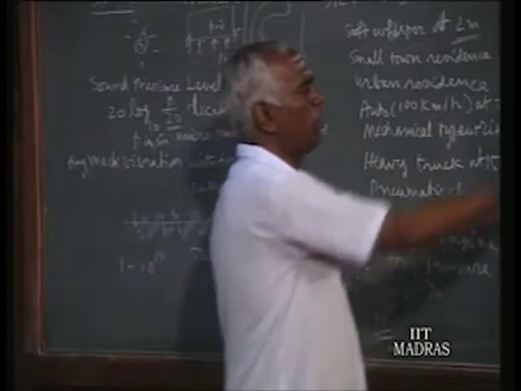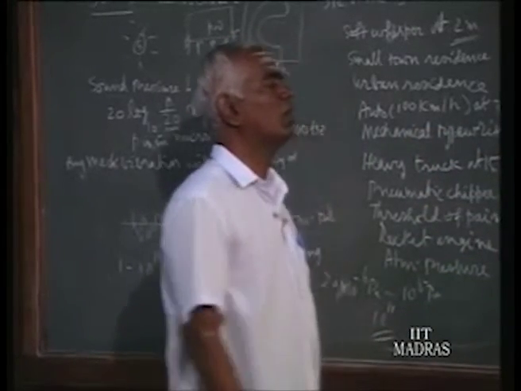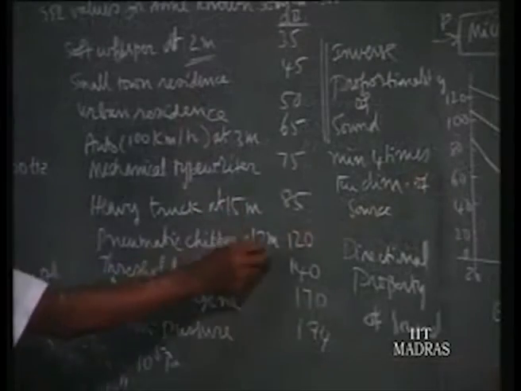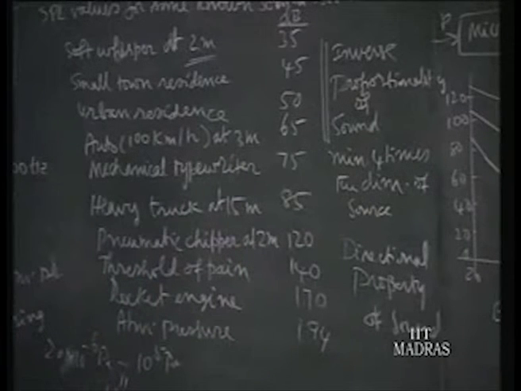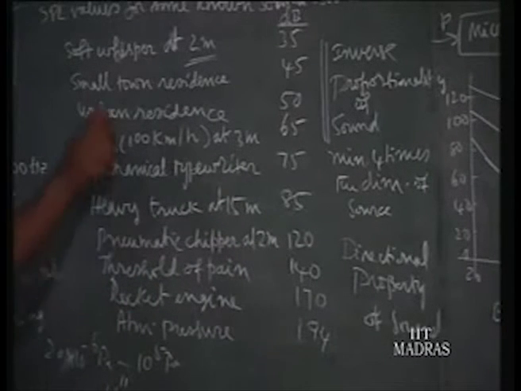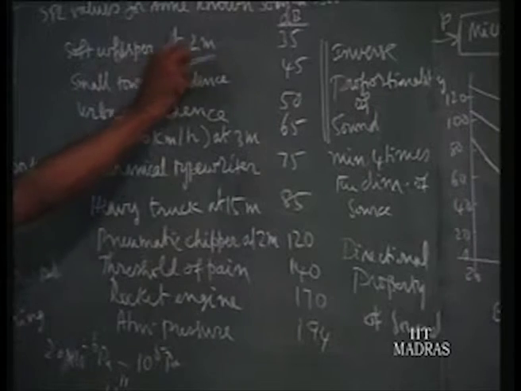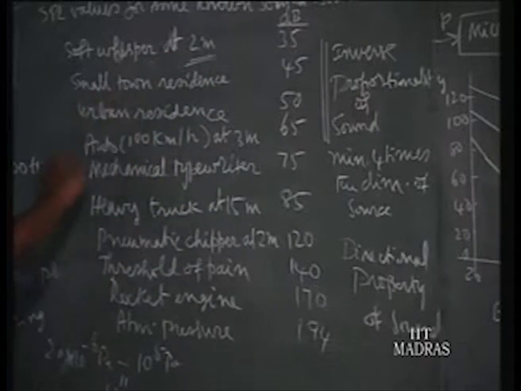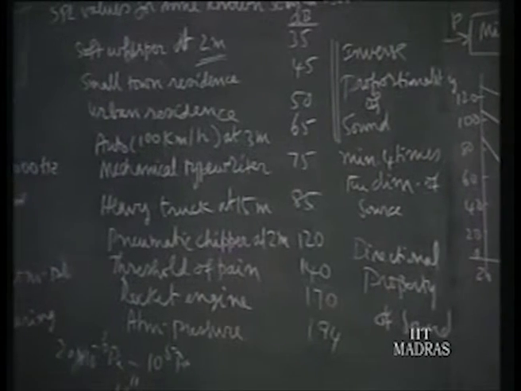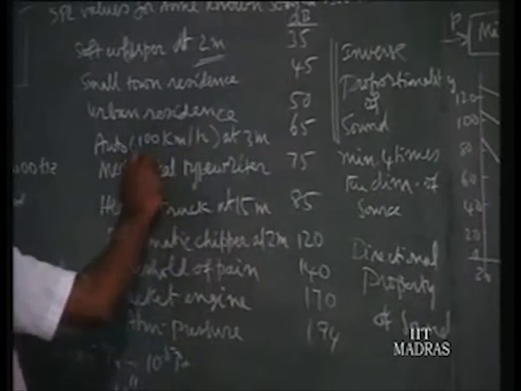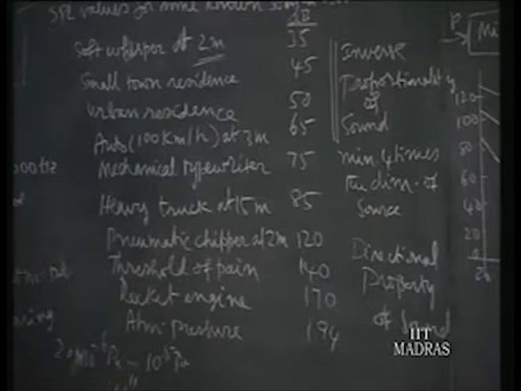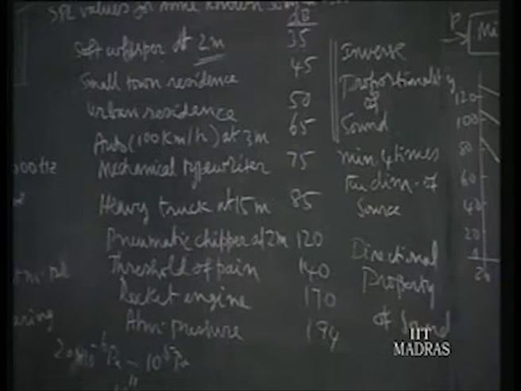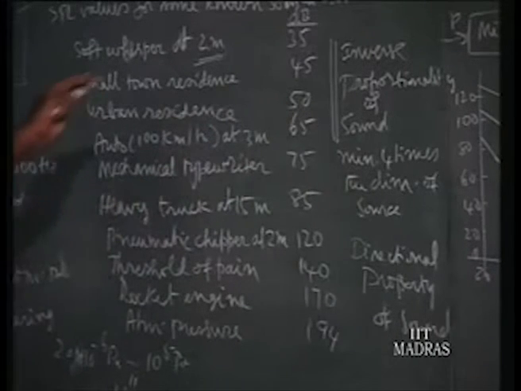Under this situation only, these two rules are valid. That's why in many places we find the measurement distance for sound also given. A soft whisper, when measured at a 2 meter distance, is 35 decibel. General noise in a small town will be around 45 decibel. In urban residential areas like Madras or Madurai, big cities, you will find a lot of movement and traffic. We find 50 decibel is the average sound level.